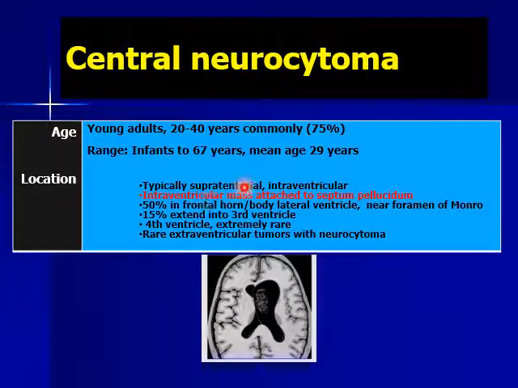Typically, it is located supratentorially and within the ventricle. It appears as an intraventricular mass attached to the septum pellucidum. It likes the anterior part of the lateral ventricles, especially the frontal horns and the body. Rarely it is seen in the third or the fourth ventricle. It is extremely rare to see it in the fourth ventricle. Sometimes this tumor can occur within the parenchyma, and then it will be called extraventricular central neurocytoma. But we are speaking now about the intraventricular type.